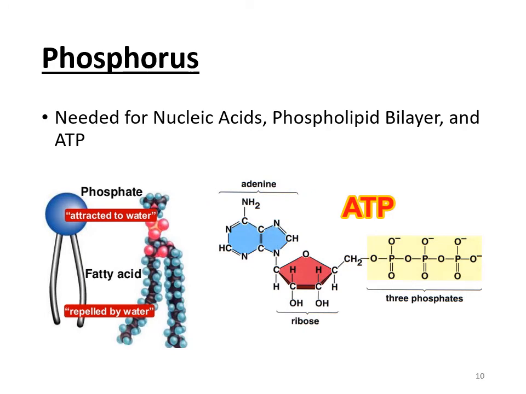Then you have phosphorus, and phosphorus is important for nucleic acids, phospholipid bilayer, and ATP. Okay, so again, whenever you see nucleic acids, you have to tell yourself DNA, RNA, and ATP. Okay, and then the phospholipid bilayer, that's the outer membrane of a cell. That's what gives it its structure and protects it. So without phosphorus, you would not have a cell.